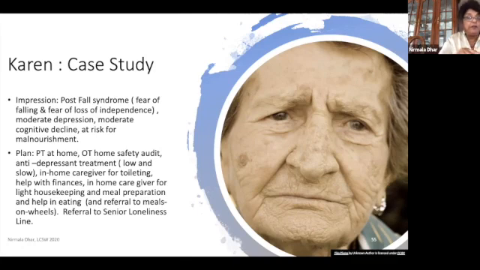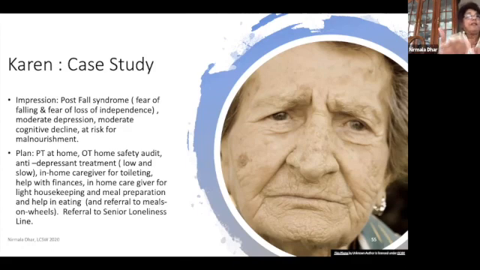Antidepressant treatment, which is a catch-22 because some of those SSRIs put you at fall risk, but she has significant depression. And so the suggestion would be to go low and go slow. That means using a geriatric dose and not titrating it quickly, but very slowly.